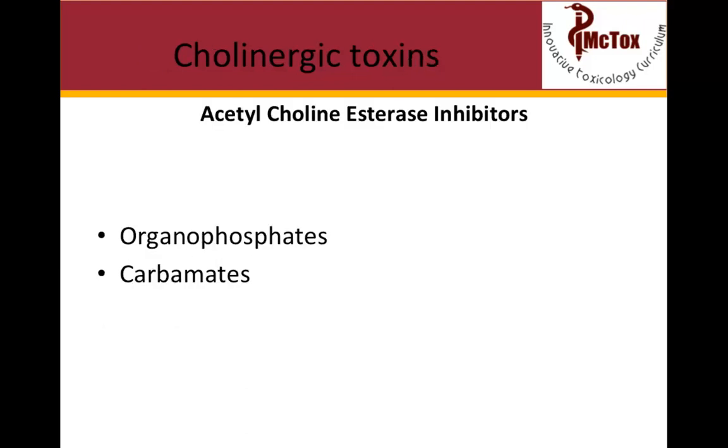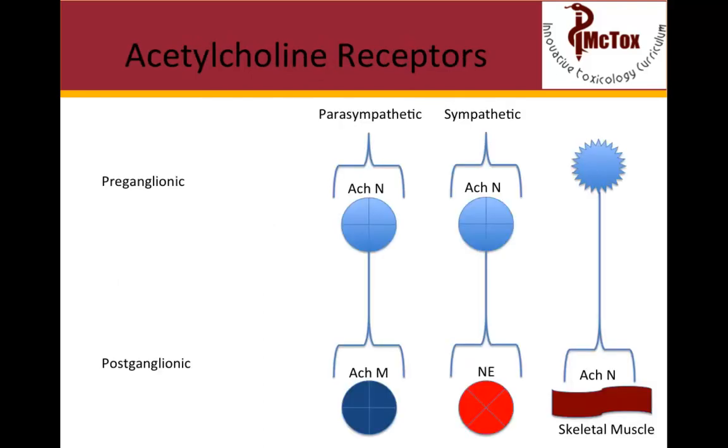There are two main chemical groups that give this cholinergic toxidrome, and these are the organophosphates, which comprise most of the pesticides, and carbamates, which are used as insecticides as well as medicinal agents. Organophosphates and carbamates are acetylcholinesterase inhibitors, meaning that their presence inhibits the degradation of acetylcholine at the synaptic cleft. This causes prolonged stimulation of acetylcholine receptors.